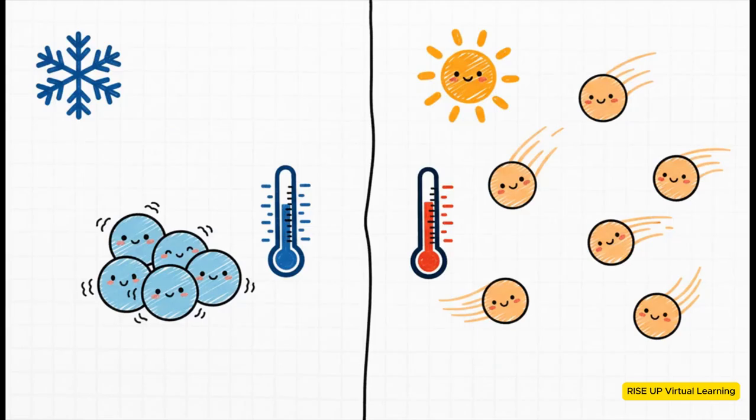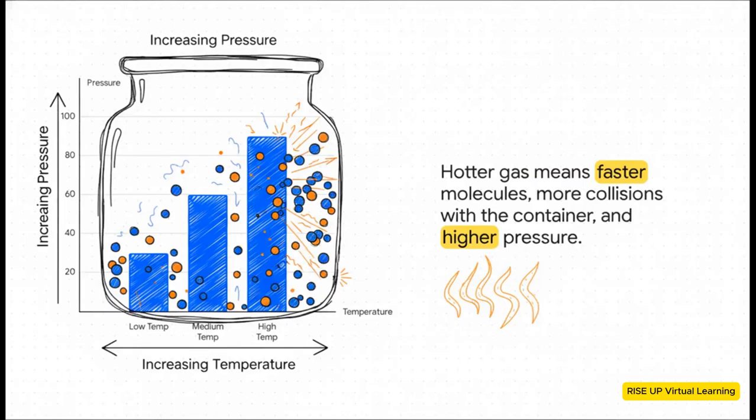And that right there is the big secret. When we talk about temperature, all we're really talking about is how fast those little molecules are zipping around. High temperature means fast-moving molecules. Low temperature means they're slow and sluggish. It's really that simple.